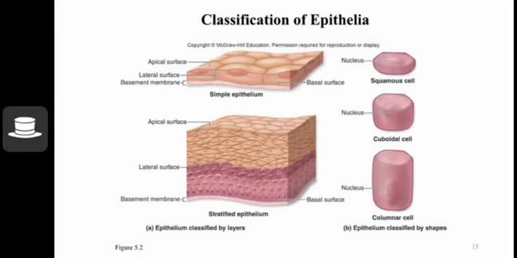So let's look at some classifications here. Here we have a squamous cell. It's nice and flat, little pancake here. So our simple epithelium looks like this, where we've got our simple epithelial layer and then a little bit of a basement membrane on top, and that's it.